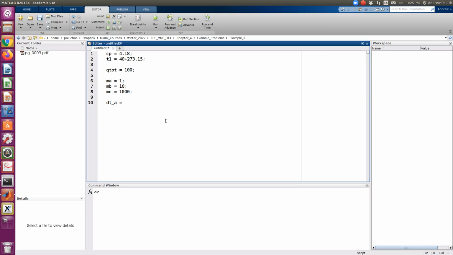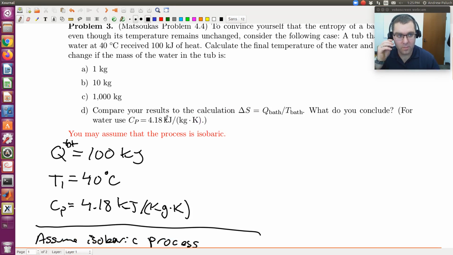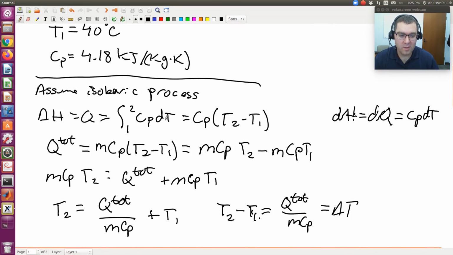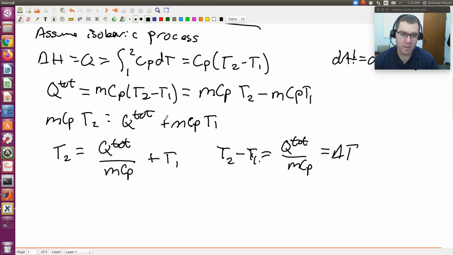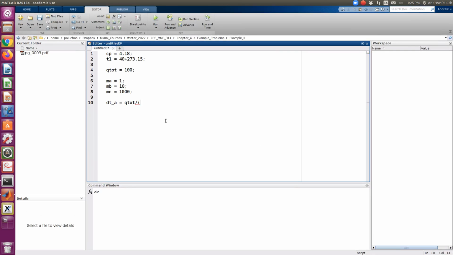Okay, so I change in temperature, and I'll just label them for each case. So delta T is Q total divided by M times Cp. So MA times Cp for case A. I'll just copy and paste it for case B. For case B. And for case C.